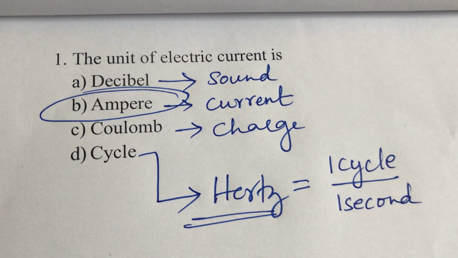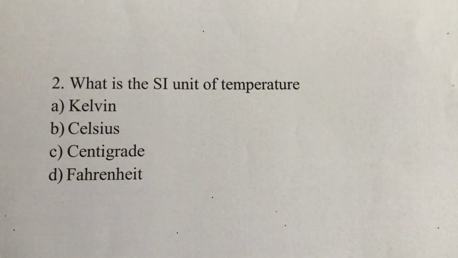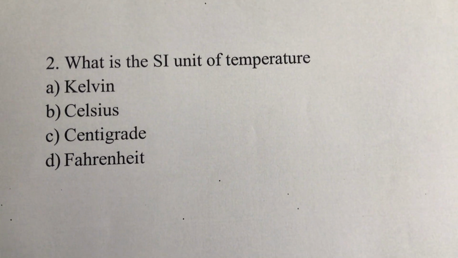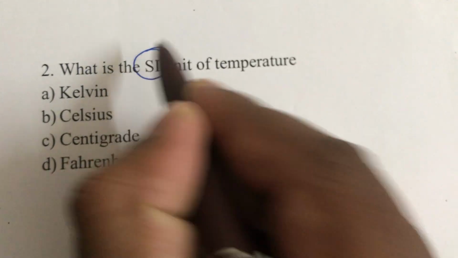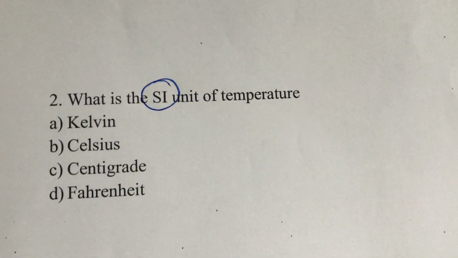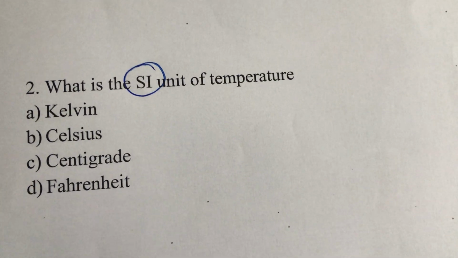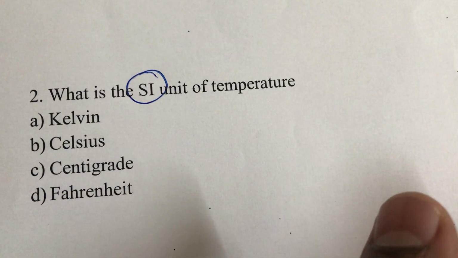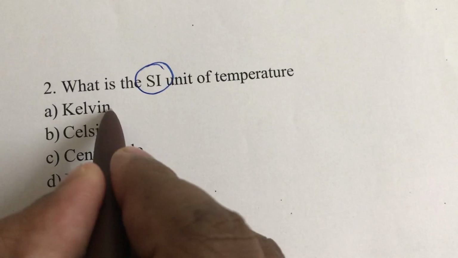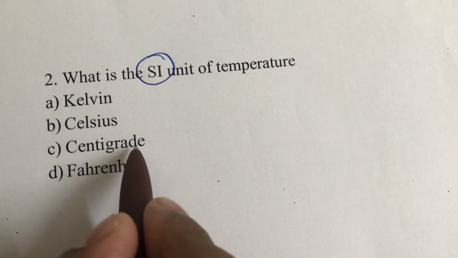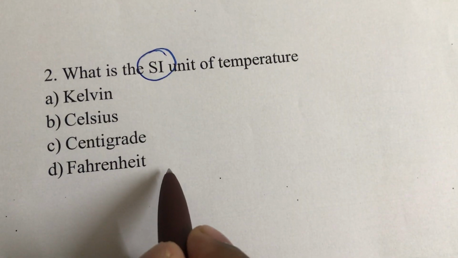All right. Okay, next one: what is the SI unit of temperature? Here SI is nothing but international system of units. Every physical quantity will be represented with some units. Option A is Kelvin, option B is Celsius, option C is centigrade, option D is Fahrenheit.